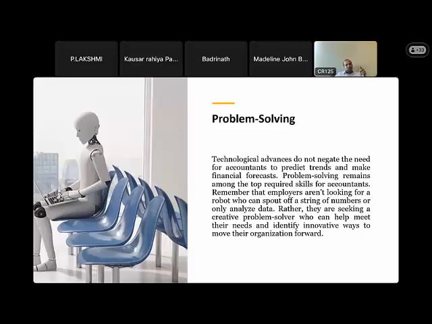So remember that employers aren't looking for a robot who can just crunch a string of numbers or analyze data. Rather, they are seeking a creative problem solver who can help meet their needs and identify innovative ways to improve their operation. This particular skill will give you a fair landing of your prediction. If you can present well that you are a very good problem solver, then you are absolutely ready for the industries.